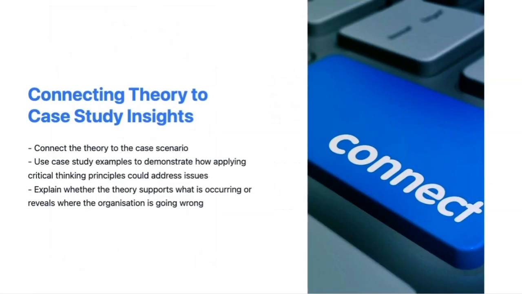It's really important to connect theory to the scenario. Use examples from the case study, like any resistance to change or reliance on outdated methods, to show how applying critical thinking principles could actually address those issues. Explain how the theory either supports what's happening or highlights where things are going wrong in the organization.